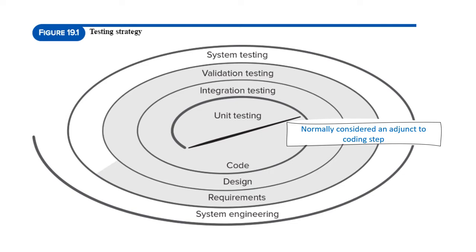So the unit testing is normally considered as an adjunct to a coding step. Unit testing makes heavy use of testing techniques that exercise specific paths in a component's control structure to ensure none other than the complete coverage and the maximum error detection.